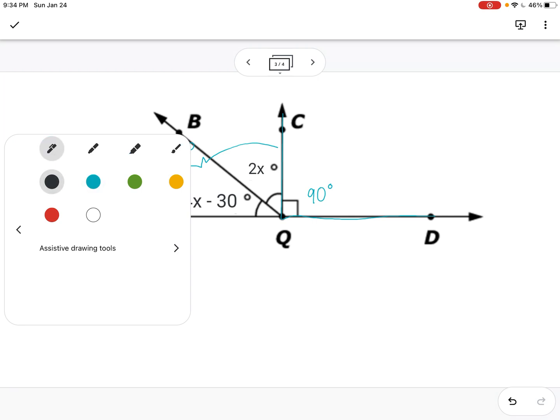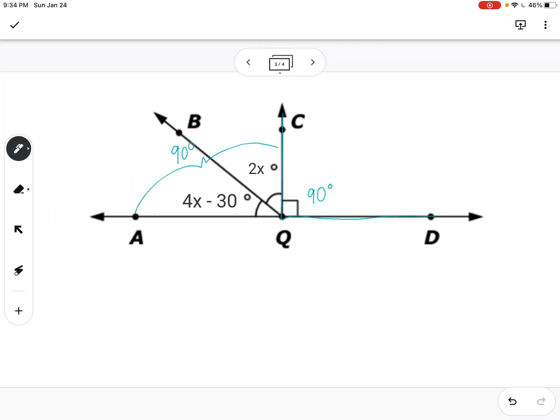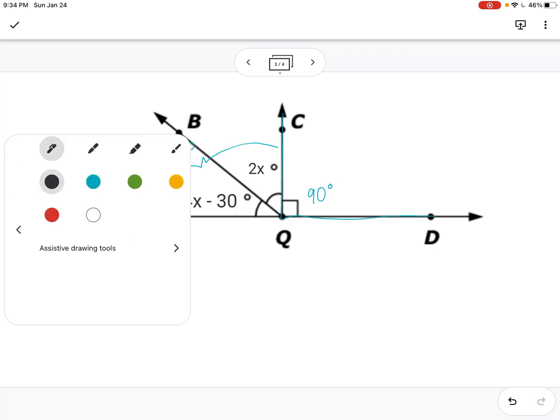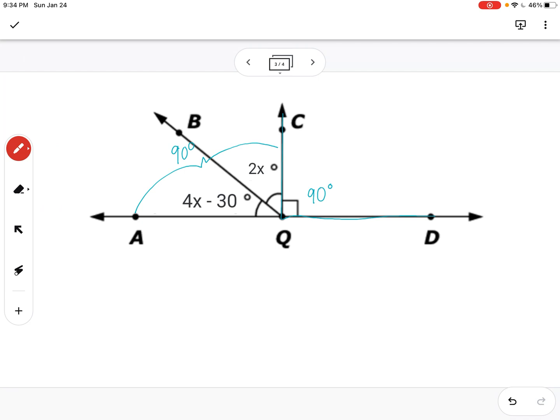You could have added all these to equal 180, or something I'm going to do to simplify this process a little bit is I am just going to set these two angles, since I'm solving for x, to 90, since I know that this has to equal 90 since we already know the other one does. So that's what I'm going to do. I am going to say 4x minus 30 plus 2x equals 90.